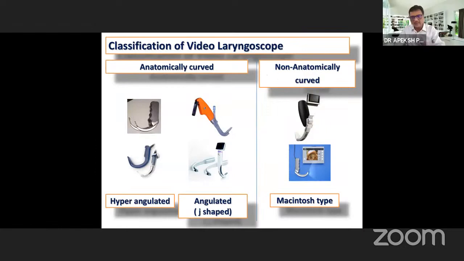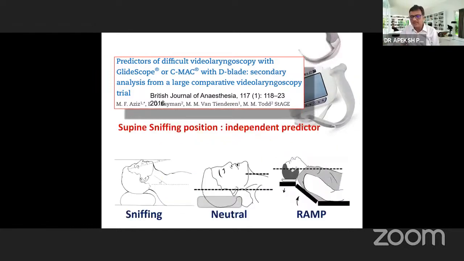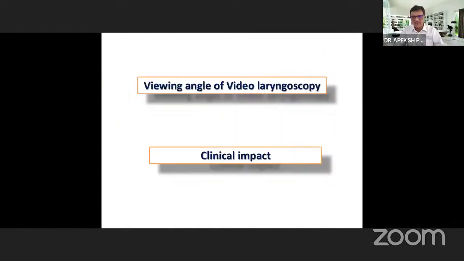I think we discussed this part, what the classification is. And we were lacking in predicting difficult video laryngoscopy. This was the first publication that defined the predictors for video laryngoscopy. And very interesting, according to this publication, sniffing position is an independent predictor for difficult video laryngoscopy. That means if you are using an anatomically curved blade, you should go for a neutral or ramped position. You should not use the sniffing position because it's an independent predictor for difficult video laryngoscopy. Narrow mouth opening is again a predictor of difficult video laryngoscopy.